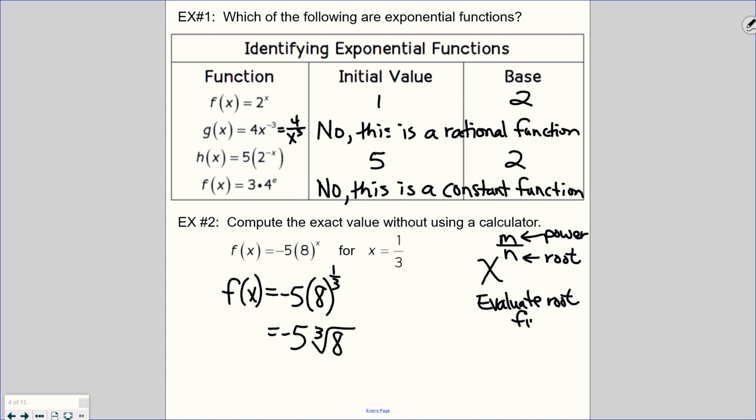Basically, if it had a root and a power that wasn't a 1, we would do the third root of 8, and then after that, we would do whatever power there is. So here we just finish this. We get -5 times the third root of 8, which is 2. Third root of 8 means what do I multiply by itself 3 times to get 8? And so my final answer here is negative 10. So we'll have to learn how to deal with exponents a lot in this section.